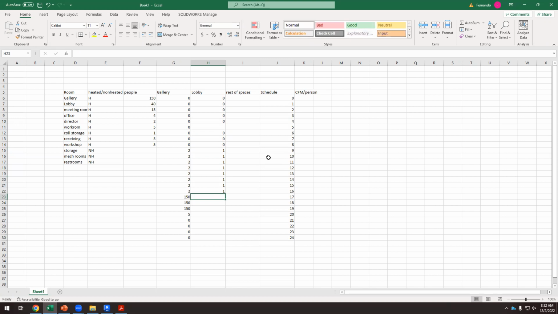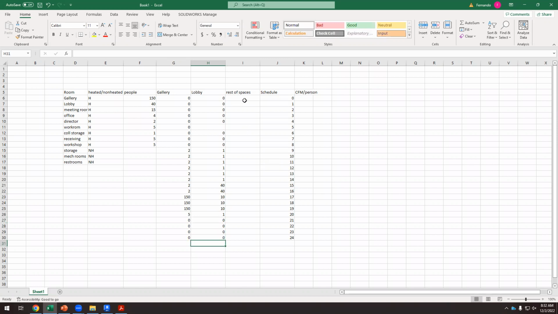And then before the event, if there's a refreshment or something like that, we might have a full occupancy in the lobby, so we can have 40 and 40. And then when the event's there, maybe there are 150 people in the gallery, and there are like 10 people in the lobby. Then the event finishes, and then we have 0.